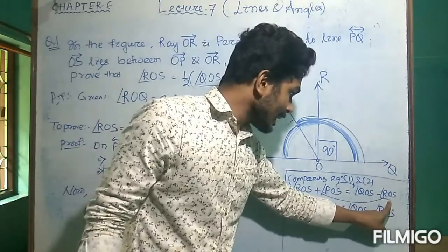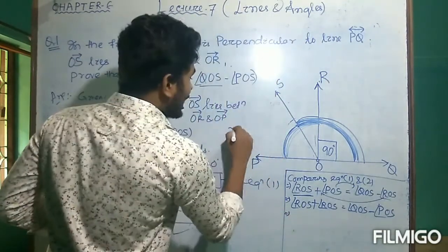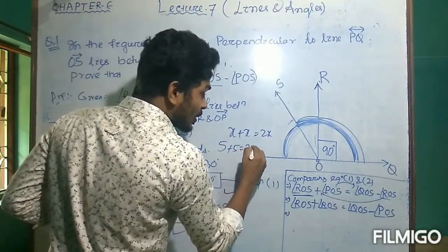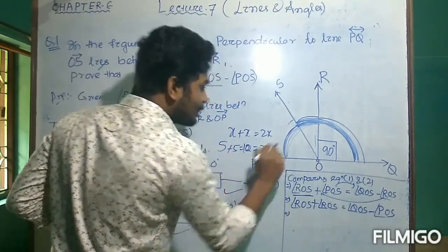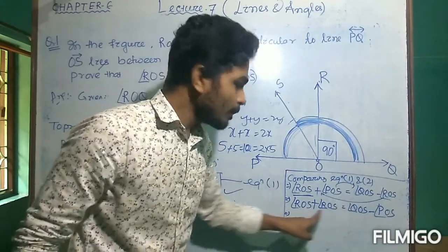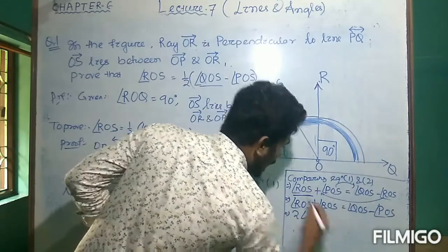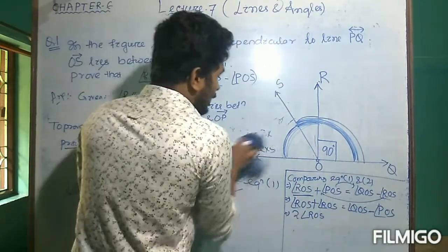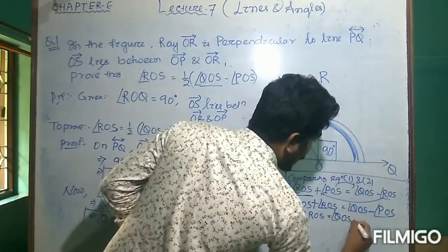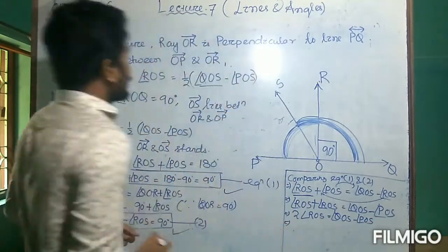Okay, we simply take this to the left hand side, take this to the right hand side. Okay. So x plus x is how much? 2x. Okay, 5 plus 5 is how much? 10. Or you can add 2 into 5. Y plus y is how much? 2y. Similarly, two same angle when added, they give 2 times of ROS, is equal to QOS minus POS. Understood?